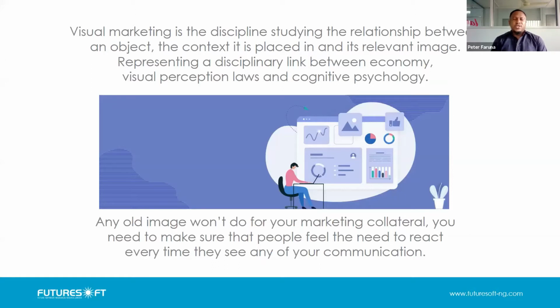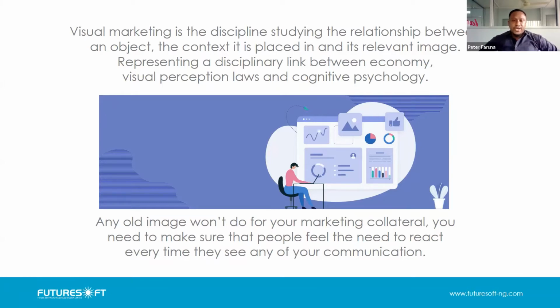So it's basically simple. It's trying to tell you that I get to see something, and is this what I'm trying to get? Does it actually make sense for me to get this? And can I actually relate with it easily? That's basically what the disciplinary link between the economy, visual perception laws, and cognitive psychology is representing.